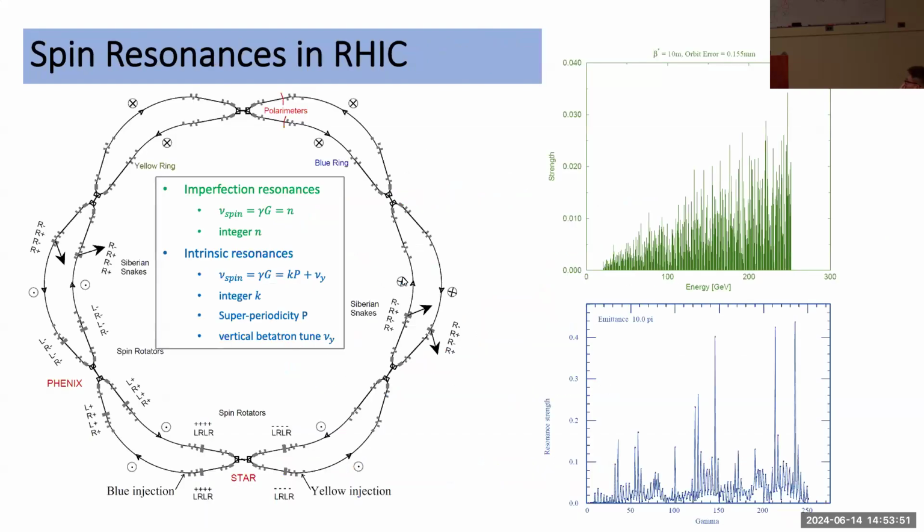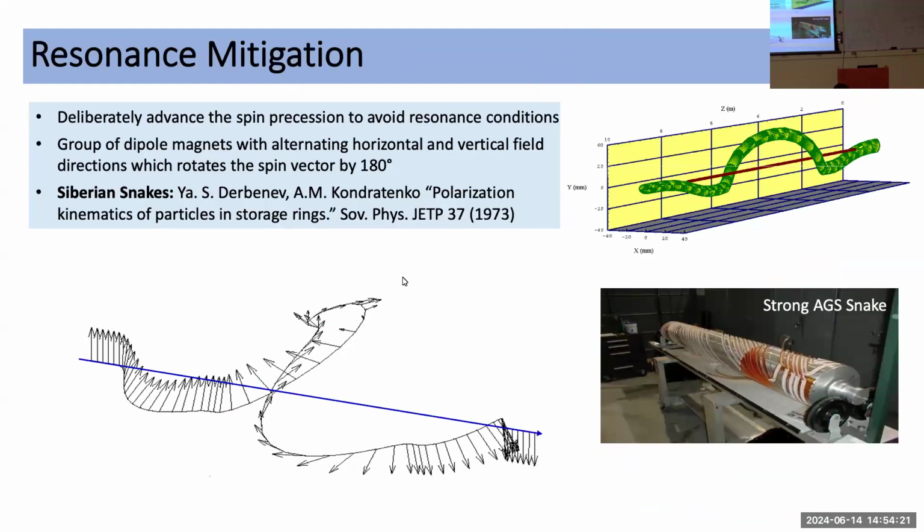So this is the top lattice of the machine. You see the clockwise and the counterclockwise beams, they are meandering around. And the green ones here are all imperfection resonances up to the maximum energy. And the blue ones down here are all intrinsic resonances up to the final energy. So there's a whole multitude of resonances which one has to overcome. And the way to do that, you can call this resonance mitigation.